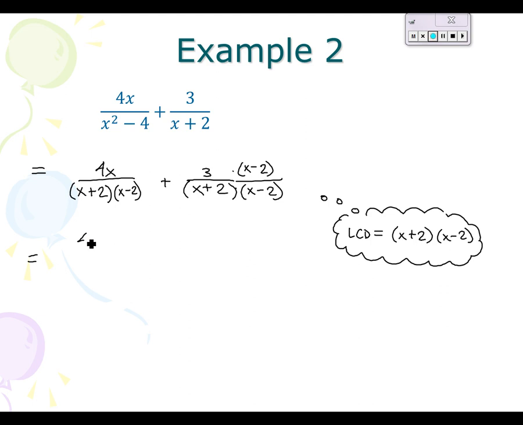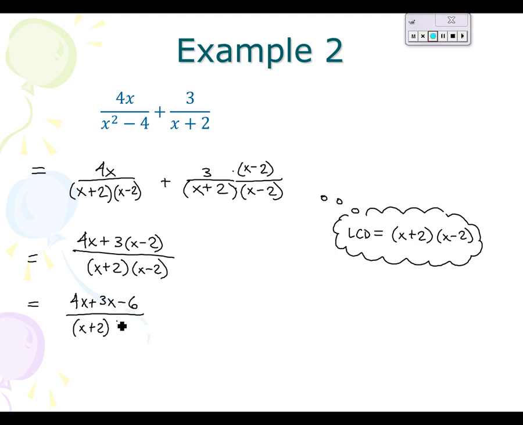So it'll be 4x plus 3 times x minus 2 on top of x plus 2 times x minus 2 on the bottom. And then we've done the addition. That was like the big power play. But now we should kind of clean up the numerator a little bit. What is 3 times x minus 2? That'd be 3x minus 6, right? I'm just keeping the denominator the same, and I'm going to clean up the numerator here. Last step may be 7x minus 6 over x plus 2 times x minus 2.